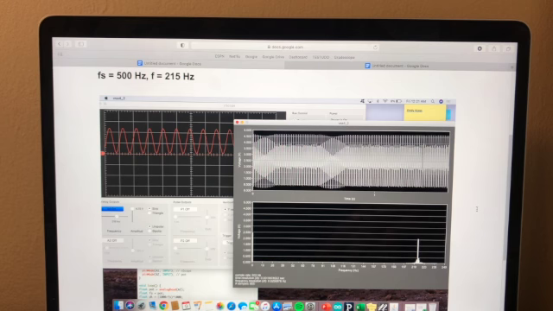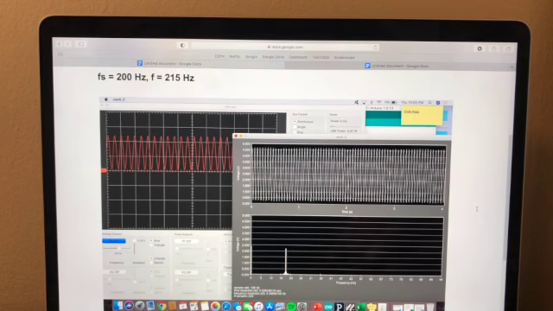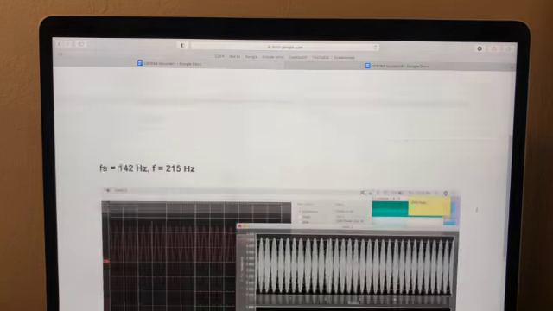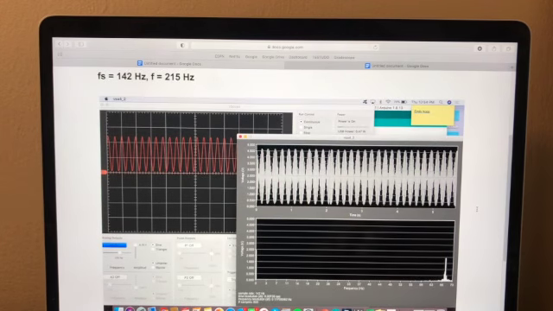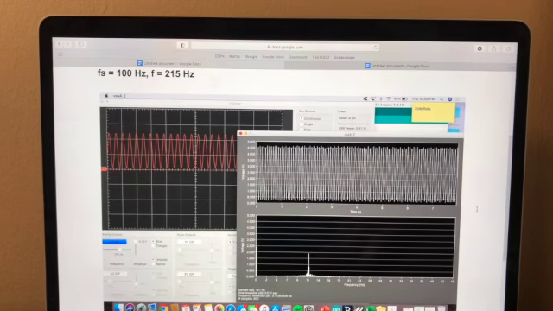I set the frequency to 215 Hz in the end scope. For the 500 Hz sampling frequency, there is no aliasing as that peak is right around 215 Hz. The 200 Hz sampling frequency does have aliasing as the peak is around 17 Hz. For the 142 Hz sampling frequency, we also see aliasing as the peak is around 67 Hz. And lastly, for the 100 Hz sampling frequency, it also has aliasing and the peak is around 11 Hz.